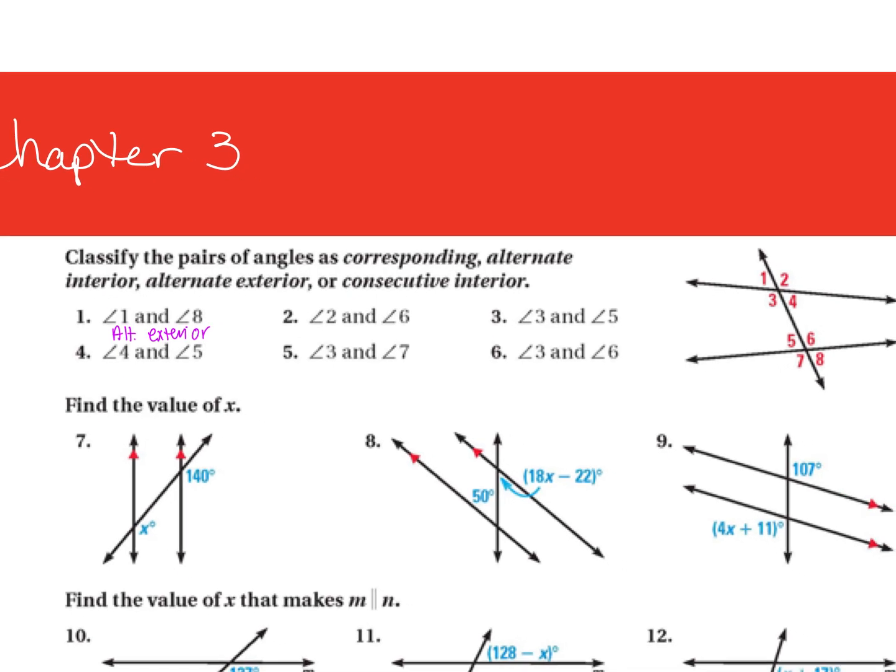Number 2, 2 and 6, those are corresponding. Three and 5, those are consecutive angles. And looking at 4 and 5, those are alternate interior. They're on opposite sides, but they're on the interior. 5, 3 and 7 is corresponding. Three and 6 is considered alternate interior.